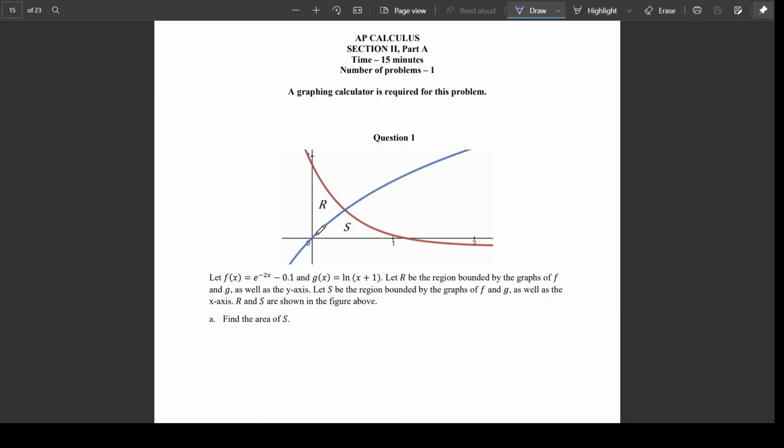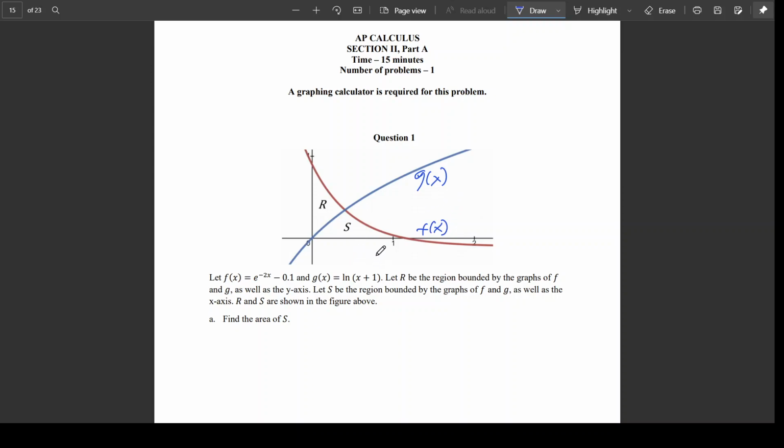First off, I want to label f and g because it's not really given here. For g, I know it's ln of x plus 1. I know ln is an increasing function, so I'm going to mark that as g of x. And I know that e to the negative 2x, because of that negative, is a decreasing function, so I'll mark this as f of x.